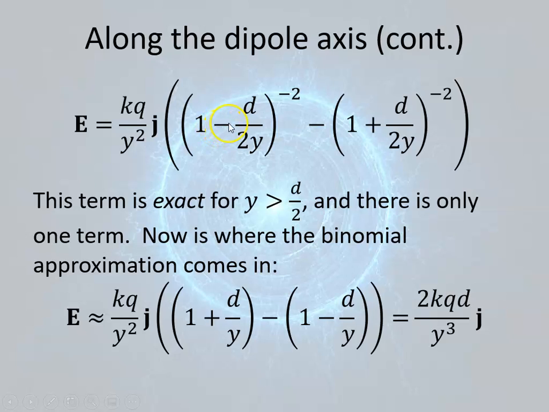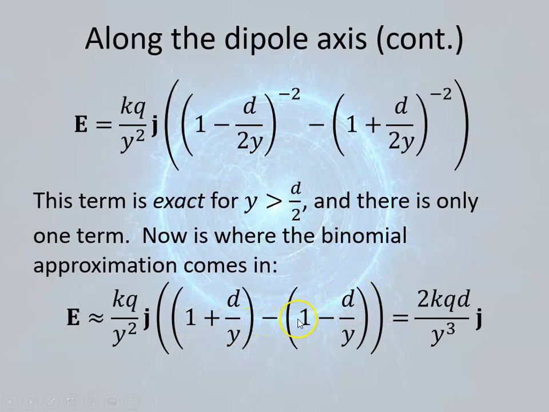So now I apply the binomial approximation. And since I've already gotten this such that this is just a numerator, after doing that, I can see how things cancel. So the 1 minus d over 2y to the negative 2 power is going to be about equal to 1 minus negative 2 times d over 2y, which is just 1 plus d over y. The 2's cancel. And same thing happens over here. We have a 1 plus d over 2y to the negative 2, which is about 1 minus 2d over 2y, which is just 1 minus d over y. And that works out also.